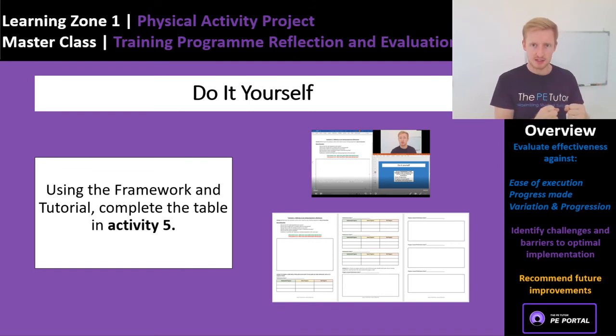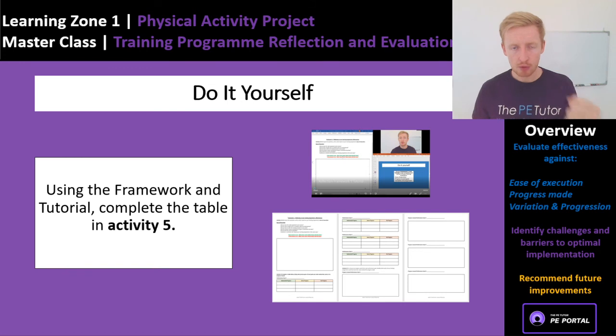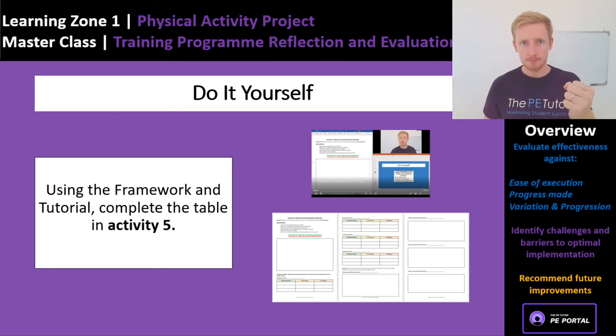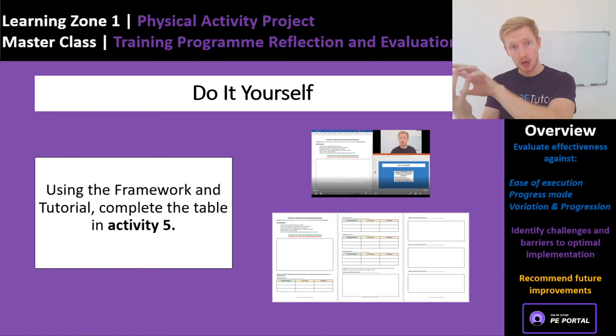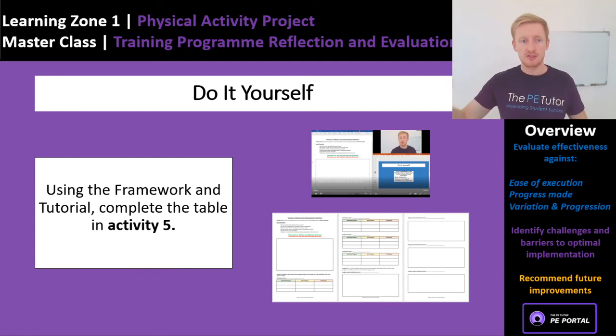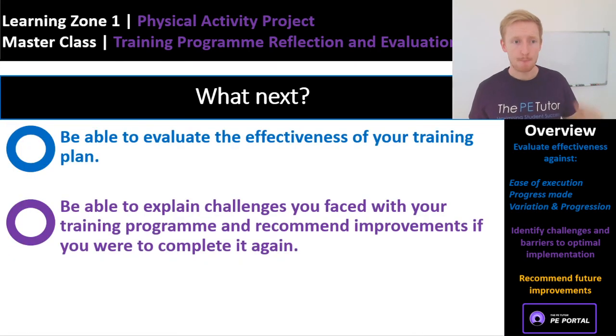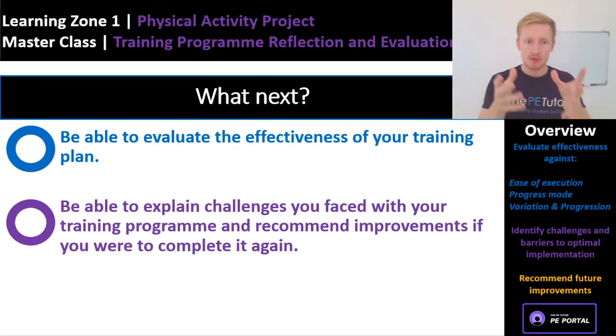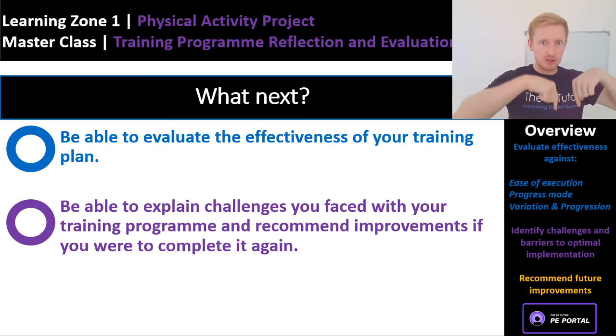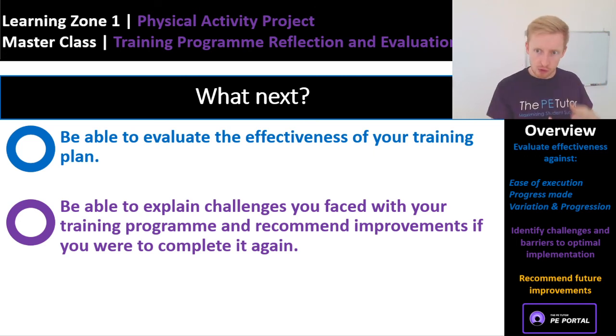So what detracted from you achieving optimal training programming? What got in the way? Okay? What could you have done, or what could you do in the future so that those challenges don't exist? And that brings us up to the end. So you should now be able to evaluate the effectiveness of your training program using that section there in blue, that ease of execution, that progress made, the variation and progressive overload. Was it there? Were you able to accomplish those things? That's going to tell you how good or bad your training program was.